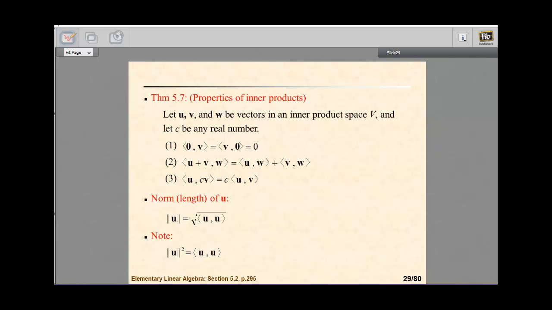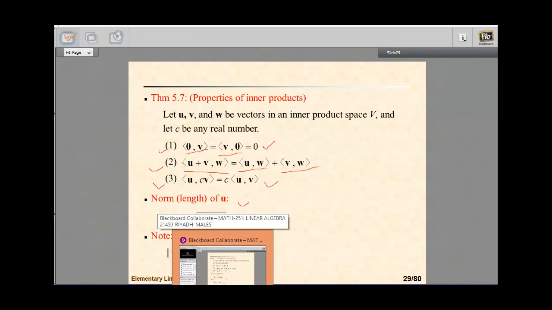Now there are several properties of the inner product. Property number 1 says that the inner product of 0 comma v will be equal to v comma 0, which is equal to 0. Property number 2 says that u plus v comma w will be equal to u comma w plus v comma w. Similarly, property number 3: if we have any constant, the constant will be taken outside. And the norm of u, we know that the inner product of u comma u can be written as norm of u squared. We can write it in this way.